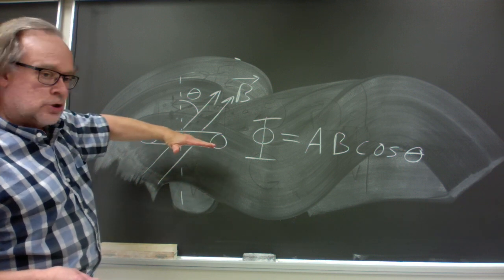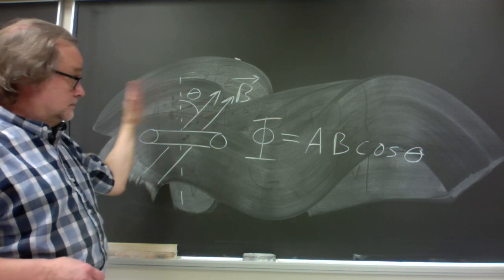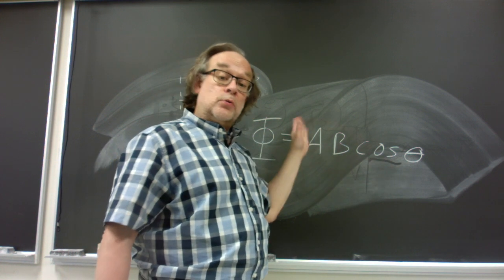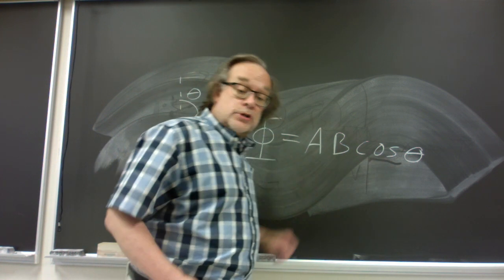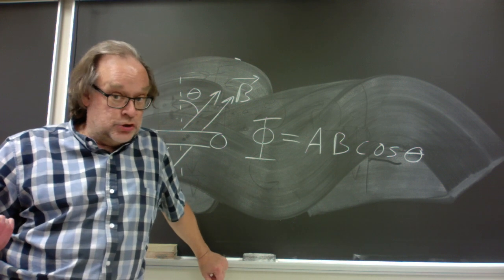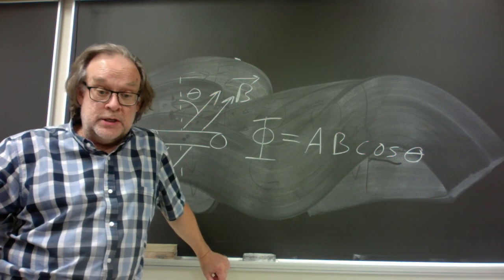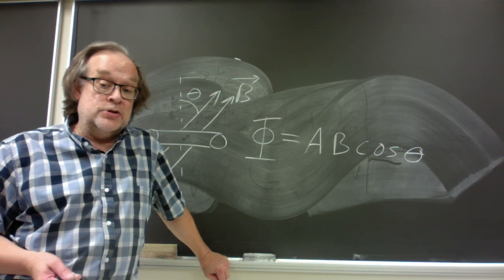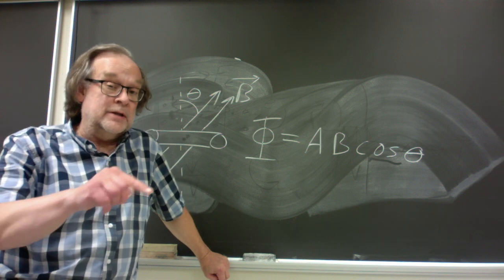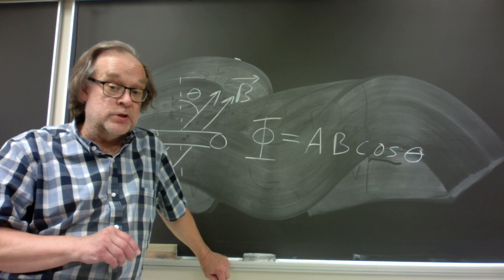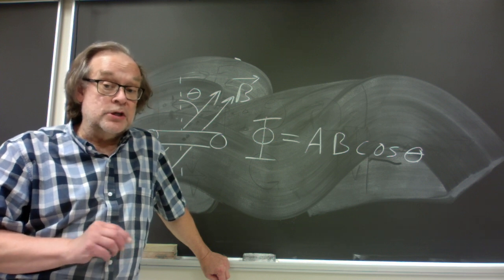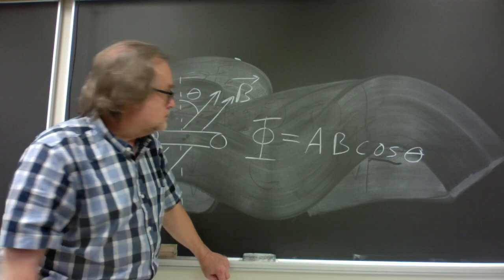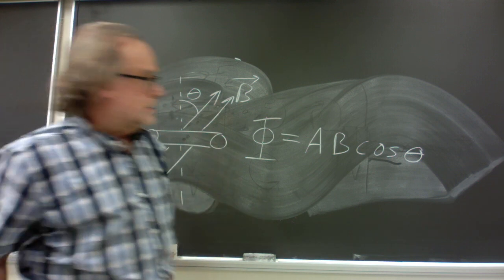So in other words, if this loop were rotating, then of course this factor here would be changing, and that would change the magnetic flux. As it turns out, as we'll see in the next reading and the next exercises, it's that change in magnetic flux that is really specifically responsible for giving us the induced current and induced voltage. So let's look at an example of this.